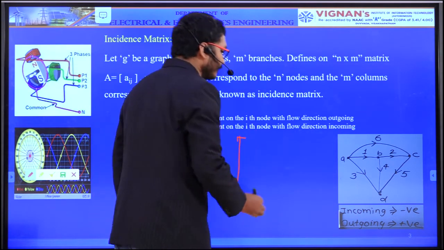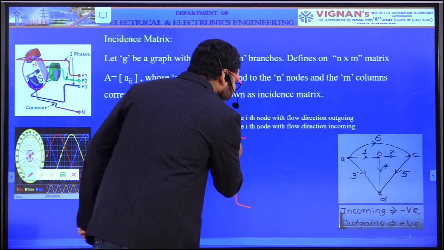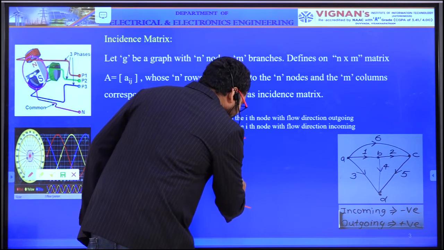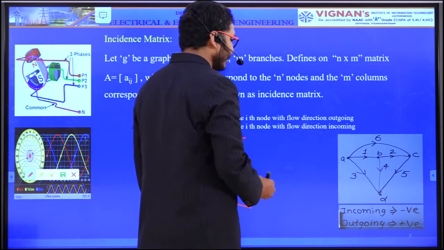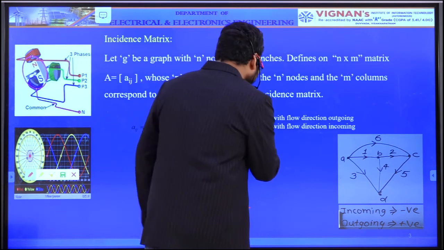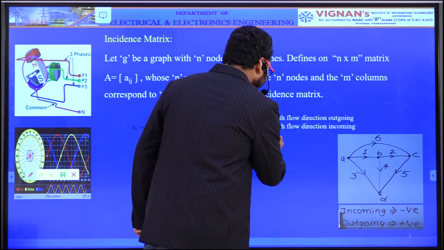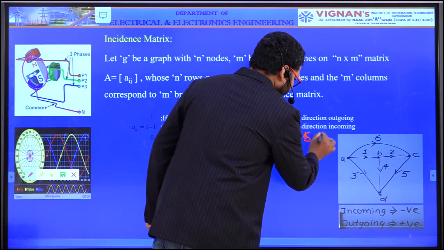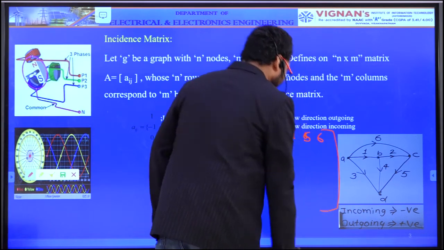Here the number of rows is the nodes. How many nodes are there? A, B, C, D, 4 nodes. How many branches are there? 6 branches are there.